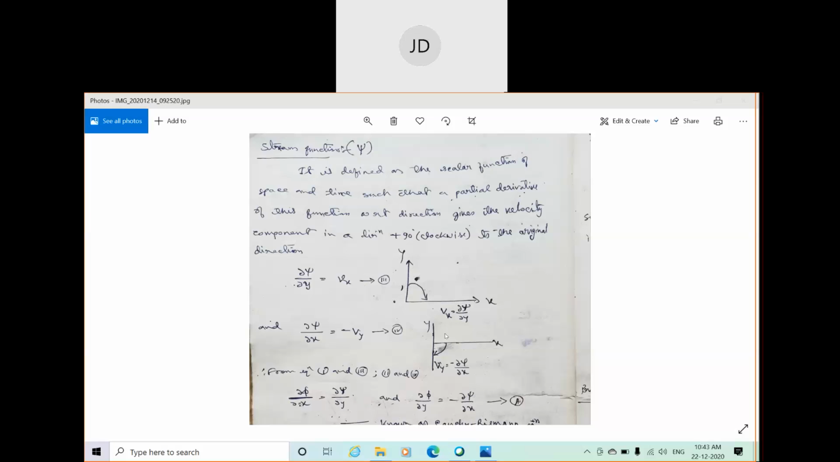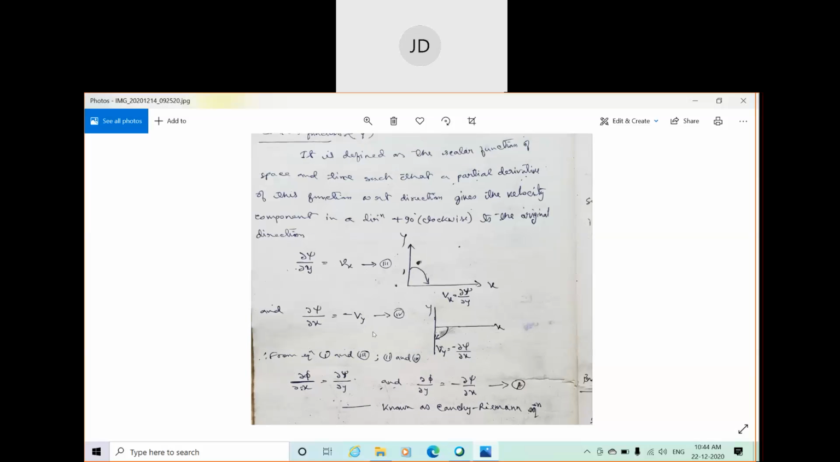Similarly, if you derive stream function with respect to x direction, you will get a velocity component at 90-degree. That means you can get this direction or this direction. But if you go in this direction, it will be anticlockwise. We have to go clockwise, so this will be the clockwise direction, and you will get Vy. But this direction is for negative, so you will get a minus symbol here. So we get del xi by del x equal to minus Vy. So here this negative symbol comes like this.